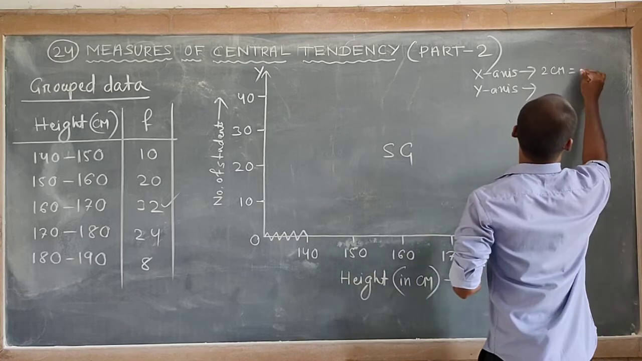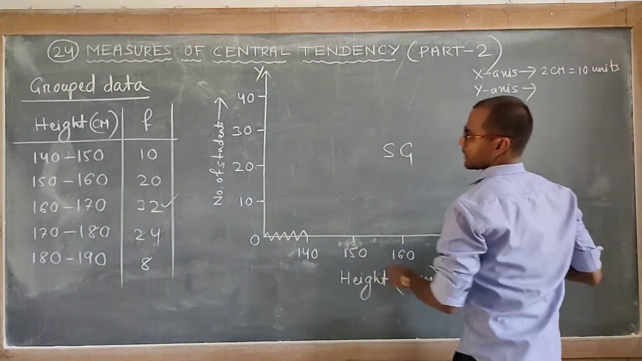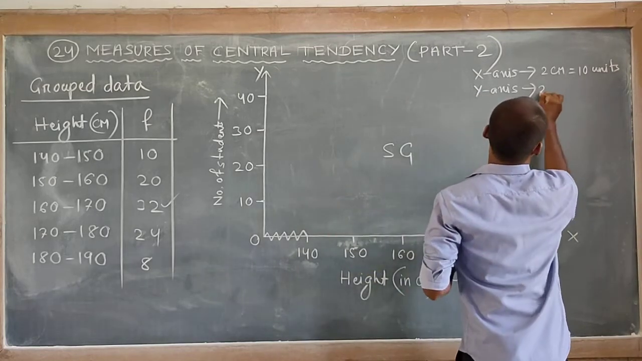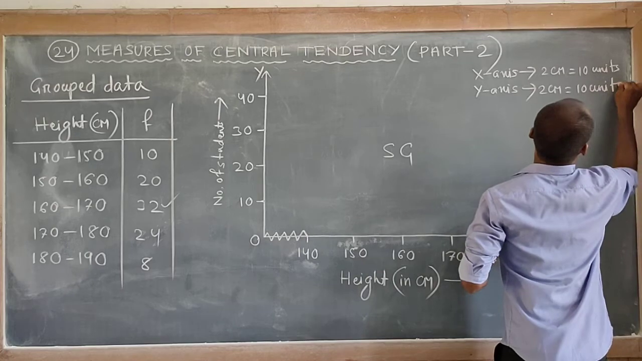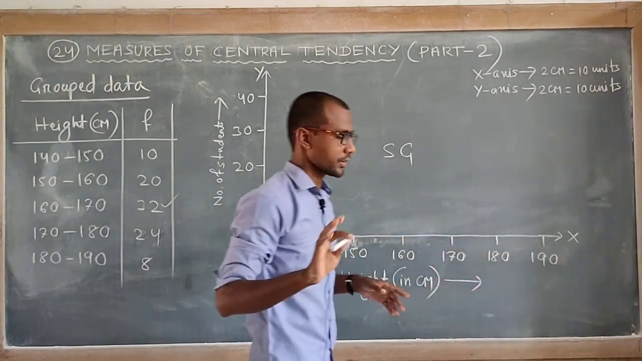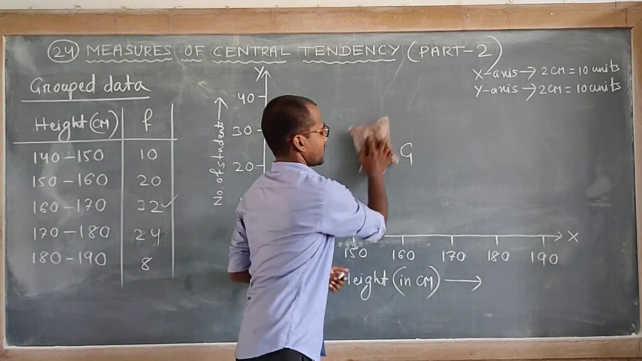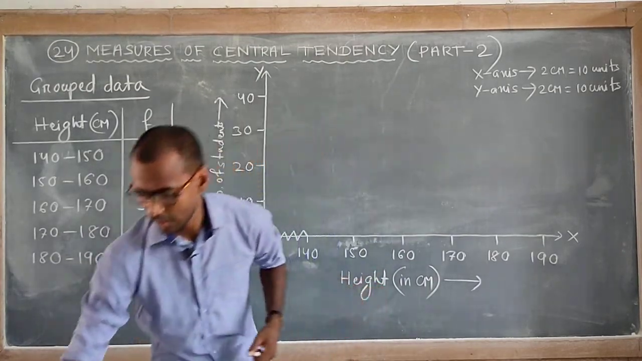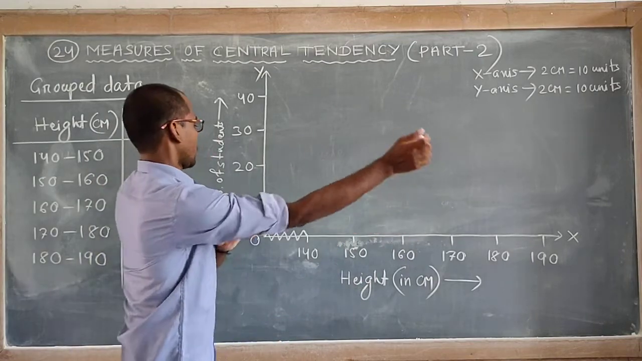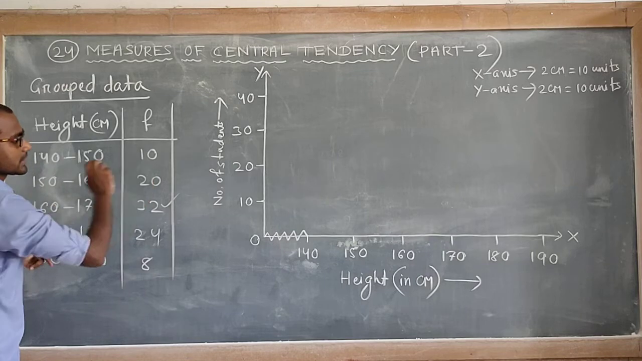You can see 10 units. On the y-axis also you have taken 2 cm is equal to 10 units. So outline is over, scale is also over. The last one is graph. You know how to draw a histogram. So the first class interval, its frequency is 10.